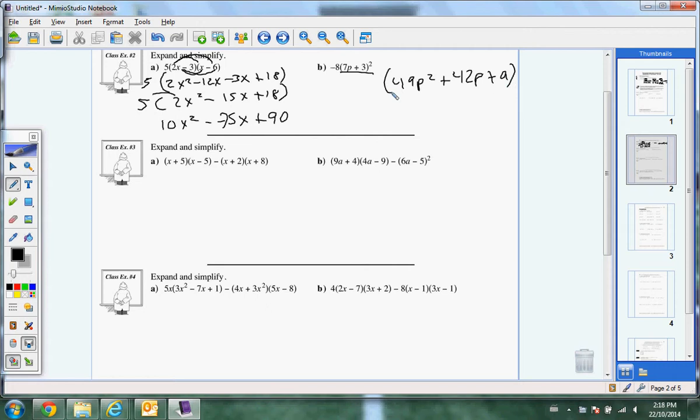Now this whole thing times a negative 8. That whole thing times a negative 8. Negative 8 goes through. These are going to be big, ugly numbers. Good thing you have calculators in this class. Negative 392p squared minus 336p minus 72.